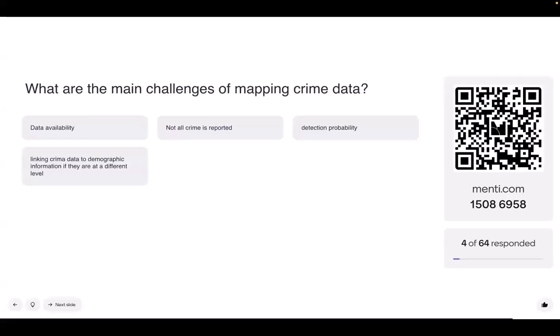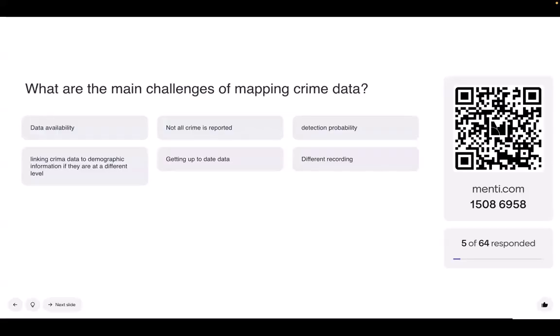Not all crime is reported, exactly. That brings us to the grey figure of crime. If anyone is interested in that, it is a 101 topic in criminology, the grey figure of crime, in that there's a huge disparity between the actual number of crimes and the crimes recorded and reported.